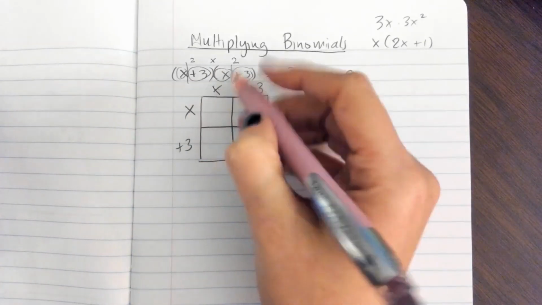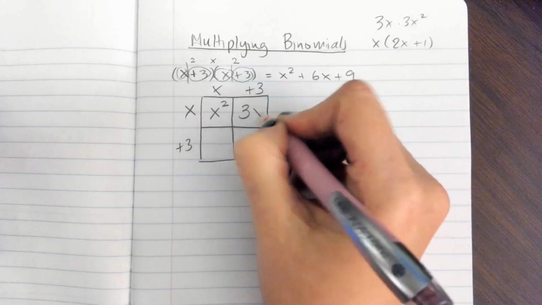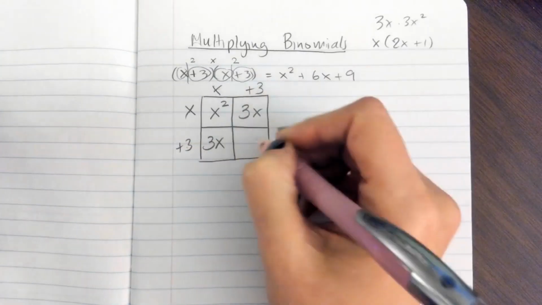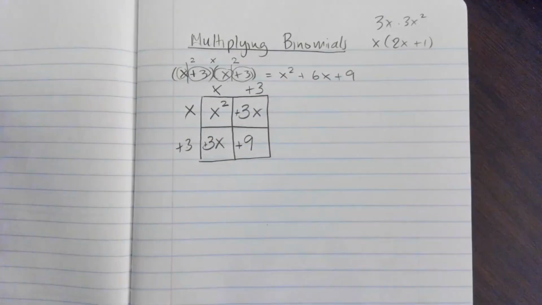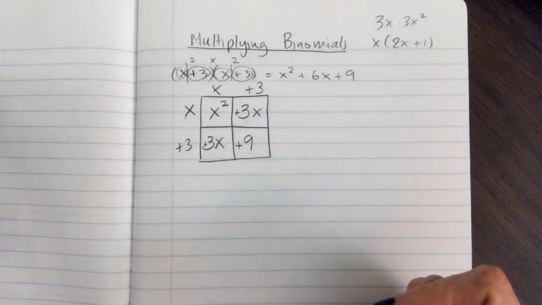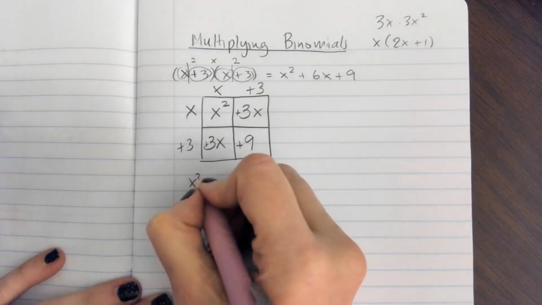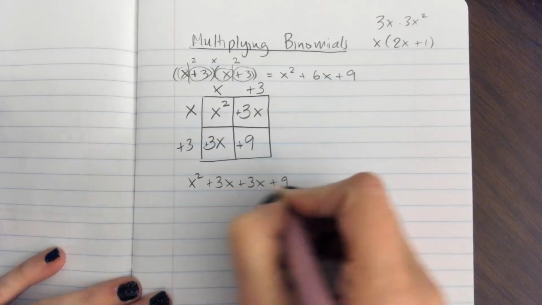So I have x times x is x squared. 3 times x is 3x. X times 3 is also 3x. And 3 times 3 is positive 9. And I'm going to put plus signs on all of these, okay? Now what I'm going to do is rewrite that, okay? X squared plus 3x plus 3x plus 9.